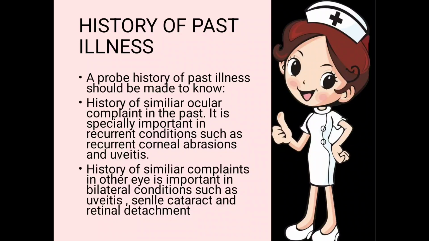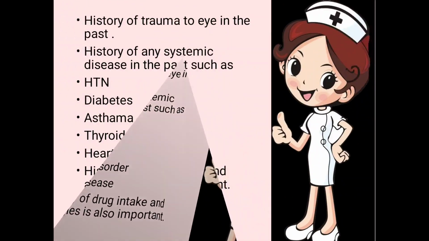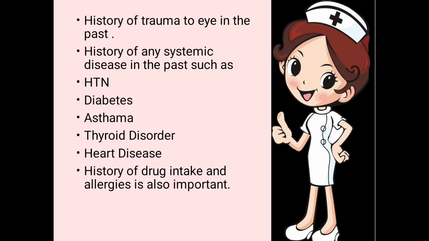Next one is especially important in recurrent conditions such as recurrent corneal abrasions as well as uveitis. So ask about the recurrent conditions of the patient. History of similar complaints in the other eye is important in bilateral conditions such as uveitis, senile cataract, and retinal detachment. Always ask about the other eye: did it happen in the other eye, or does it always happen in only a single eye? Next one is history of any kind of trauma or injury to the eye in the past.